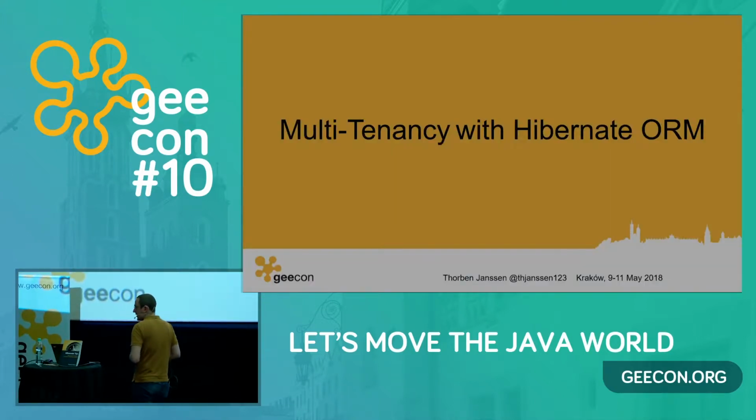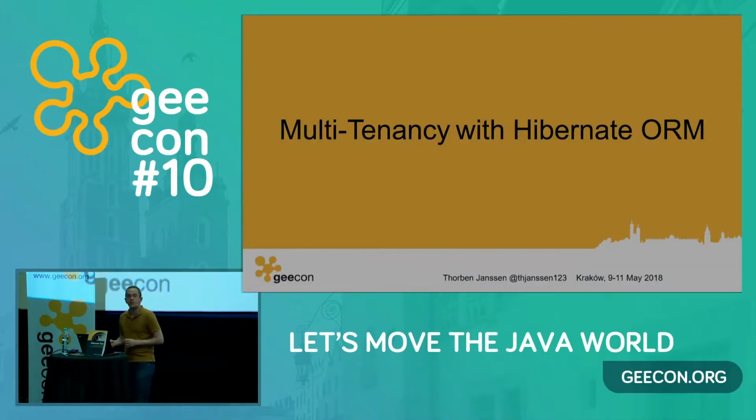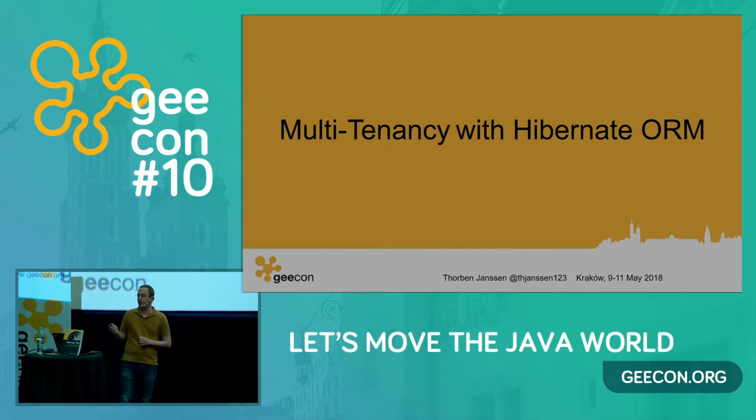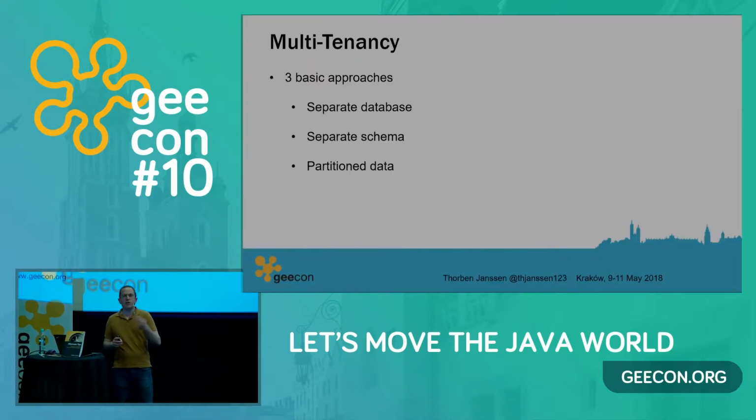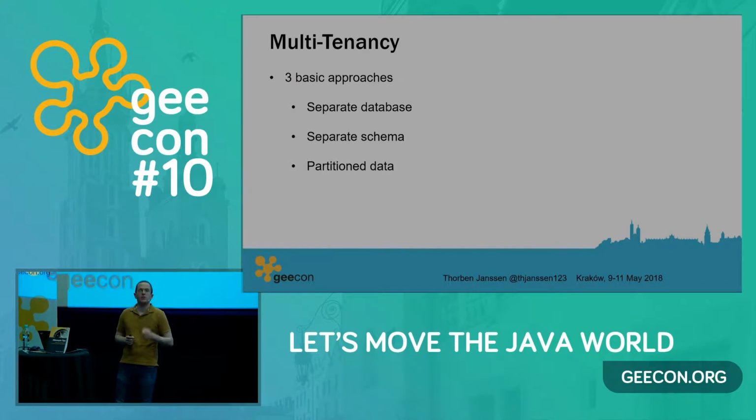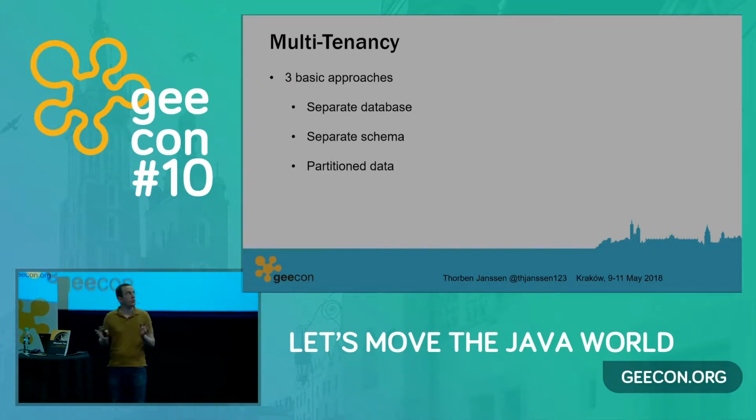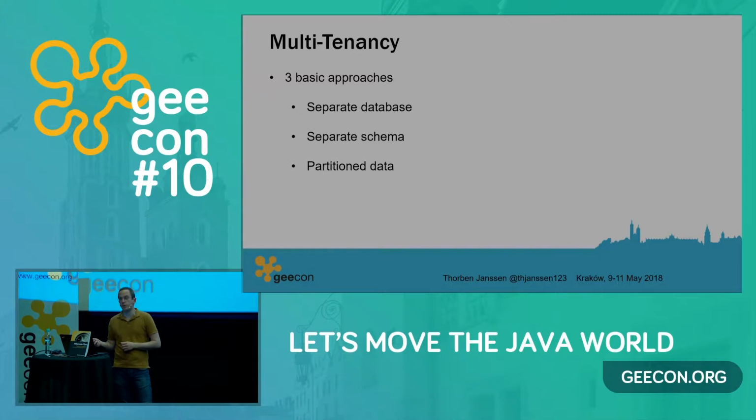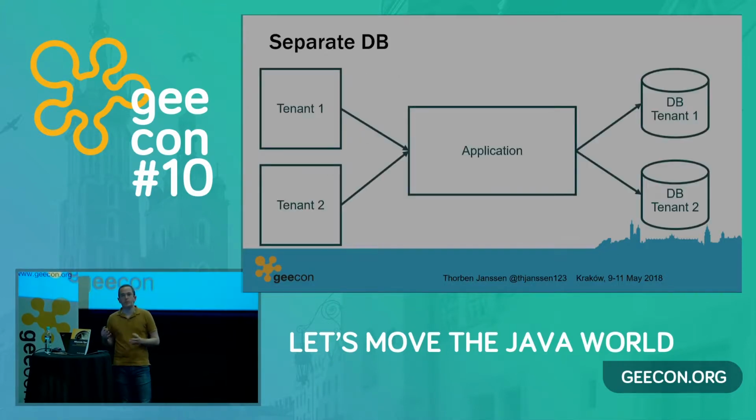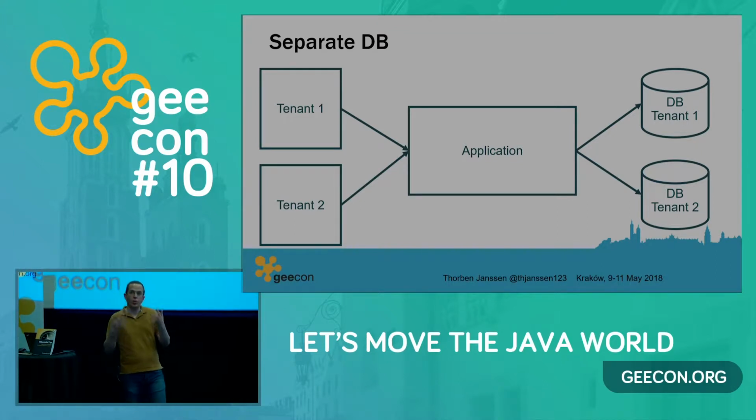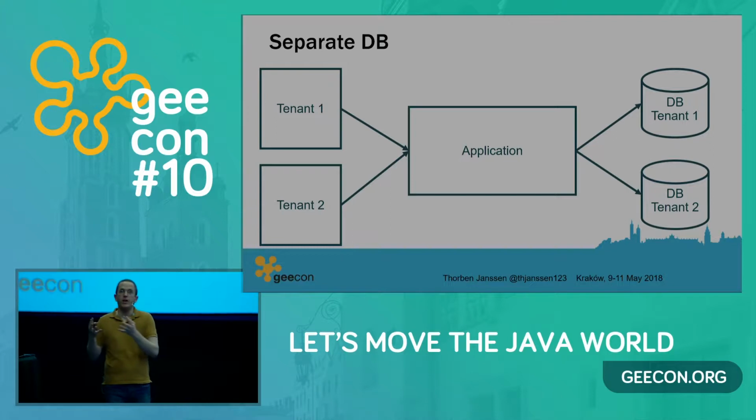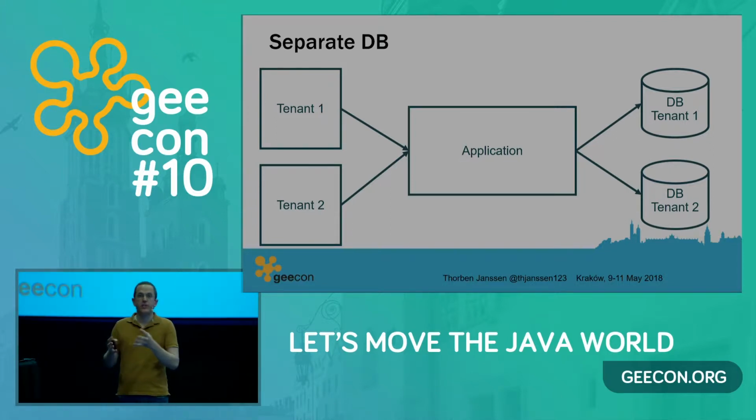Okay, so let's dive right into the multi-tenancy part. In general, there are 3 ways to implement multi-tenancy, and I want to take a closer look at all 3 of them right now. The first of them is separate database. There the general idea is that we have one application that can be used by multiple tenants, but these tenants are completely separated from each other.